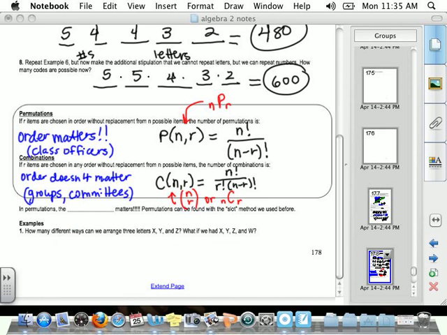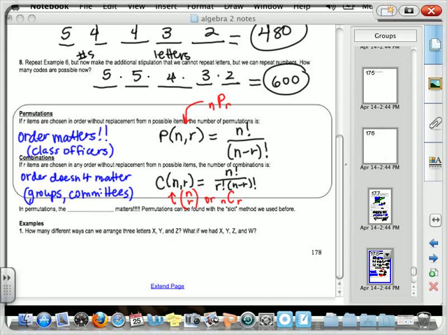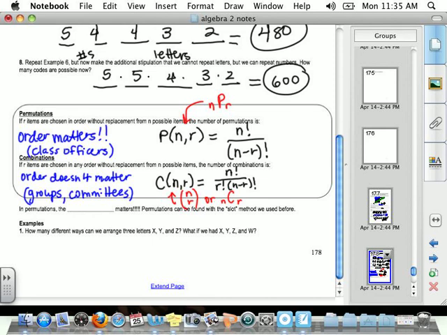Okay, so in permutations, the order matters. So that blank is order. The order matters. Permutations can be found with the slot method. So that's really important. Any permutation you could actually do with this slot method that we just learned. So really the only new thing you're learning is this combinations.